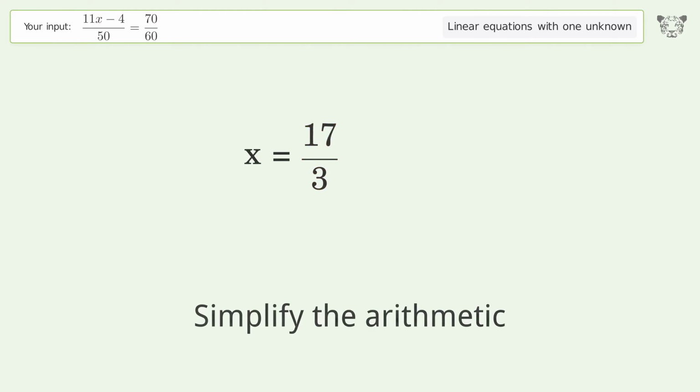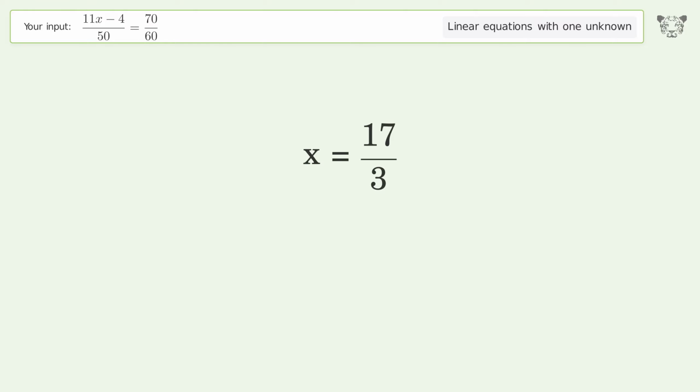And so the final result is x equals 17/3.